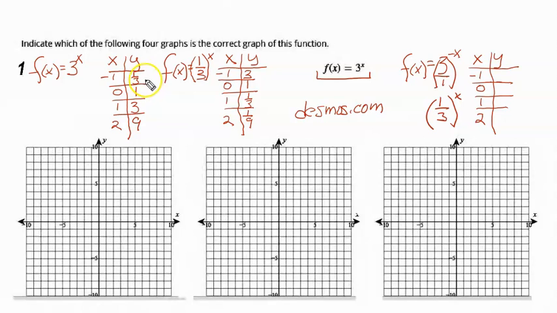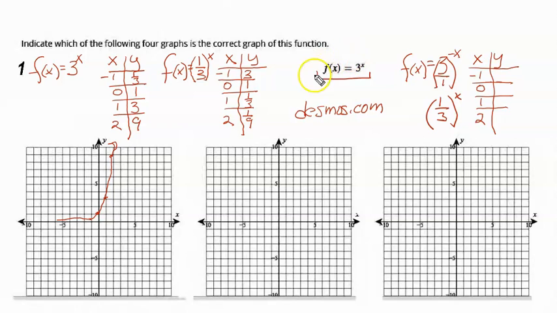So let's quickly sketch these. This is going to be at -1, it's 1/3. Then at 0, it's 1. At 1, it's 3. And at 2, it's 9. So again, I'm going to try to sketch this as best I can here.